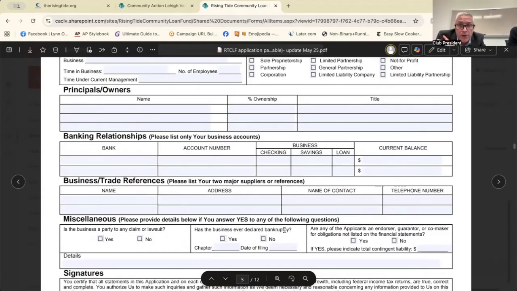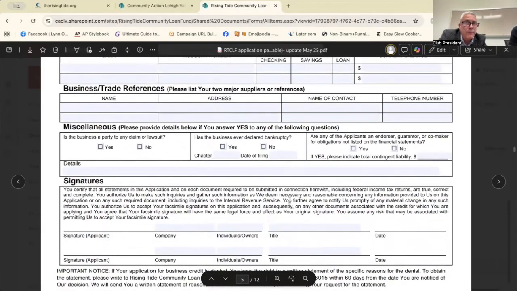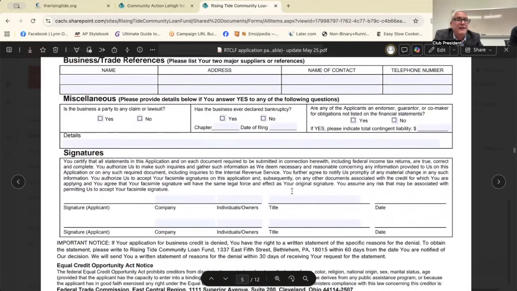And then there's the question about being a guarantor on obligations not listed in the statements. So are you asking if I'm a guarantor on someone else's loan? Correct. Is it only business or is it personal as well? This is business. So if I haven't been a guarantor for a business, the answer is no. Correct. And if I have questions or want to expand on any of the yeses, that's where I put them in the detail space. Correct.